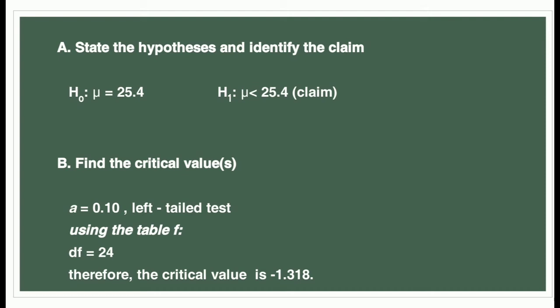claim. In null hypothesis, mu is equal to 25.4. In alternative hypothesis, mu is less than 25.4. The second step is find the critical value or values. Alpha is equal to 0.10 and left-tailed test. Using the table F, df is equal to 24. Therefore, the critical value is negative 1.318.